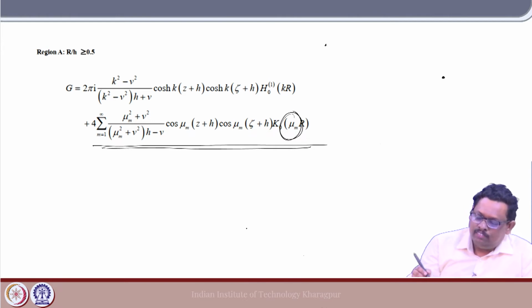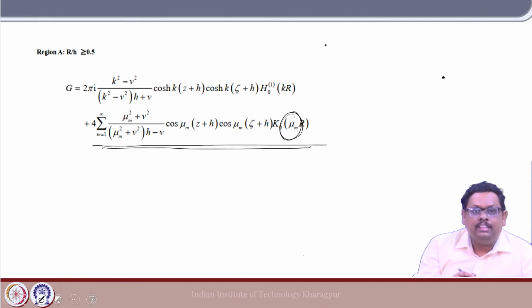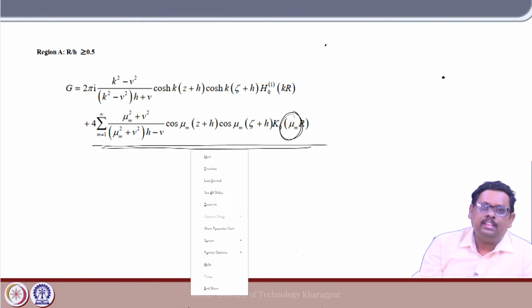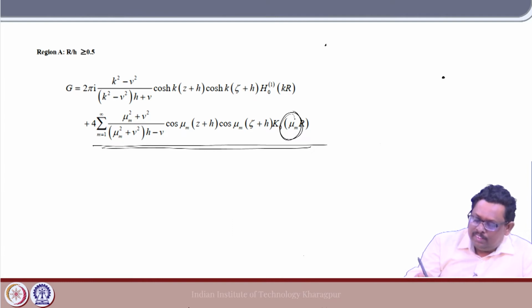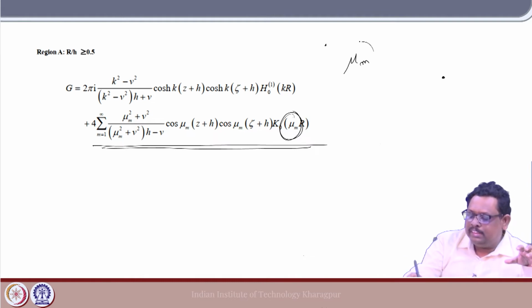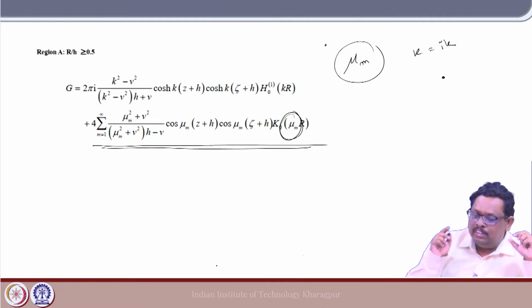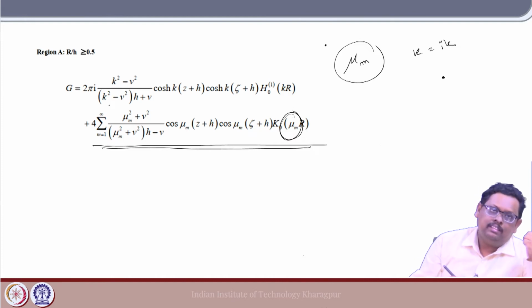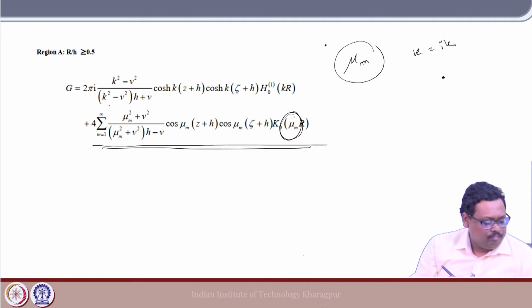Now, you realize why I discussed so many things about the roots of this dispersion relation. You require those evanescent modes, those solutions of this dispersion relation obtained by changing k to i k. Then you have an infinite number of solutions, and you have to use these roots to get the value for g. So, this is region 1.